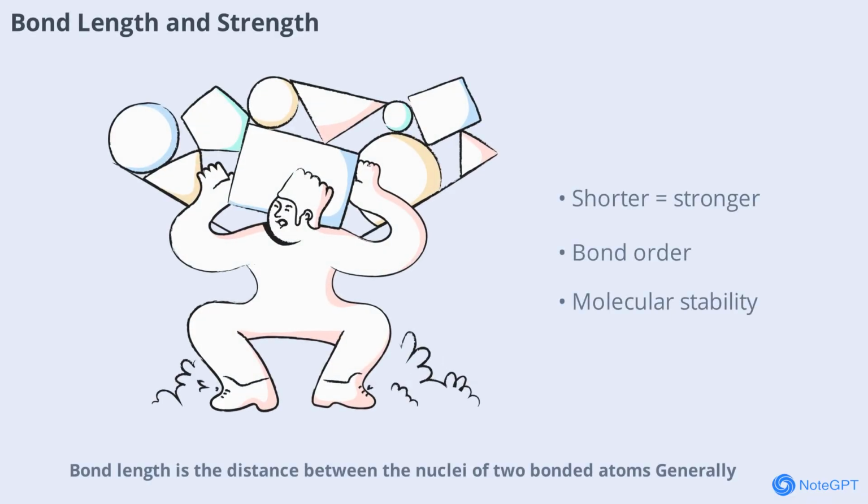Bond length is the distance between the nuclei of two bonded atoms. Generally, shorter bonds are stronger while longer bonds are weaker. Single bonds are longer and weaker than double or triple bonds. Understanding the relationship between bond length and strength helps in predicting the stability and reactivity of molecules.